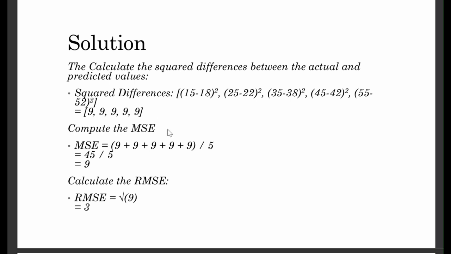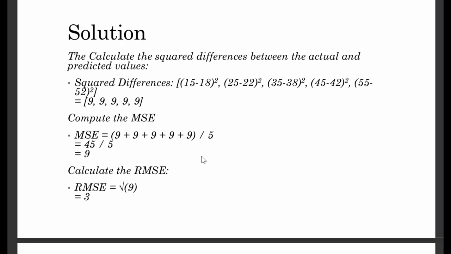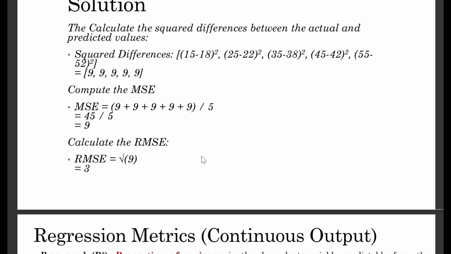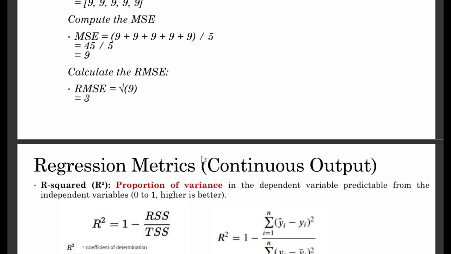Now compute the MSE. MSE is equal to (9 plus 9 plus 9 plus 9 plus 9) divided by 5, which is 45 by 5, which is 9. Now calculate the RMSE. RMSE is equal to square root of MSE, which is square root of 9, which we get as 3. So, on average, the model's predictions are 3 units away from the actual values.